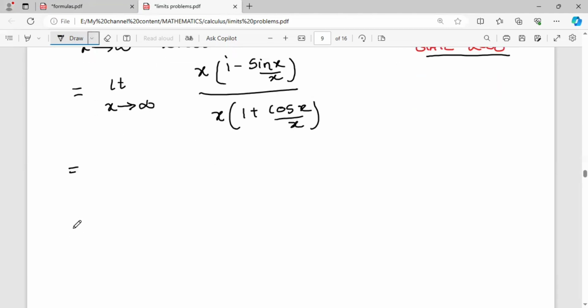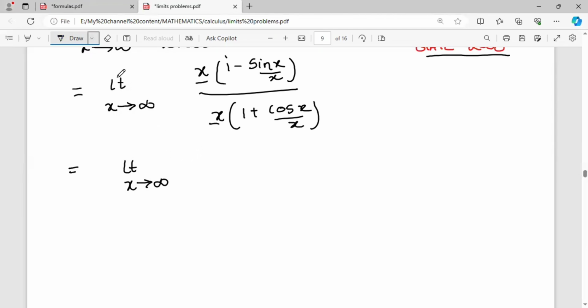Here x is the common term, then it will be cancelled. Limit x tends to infinity. Now here x gets cancelled: 1 minus sin x by x, 1 plus cos x by x. Apply the L'Hospital rule.